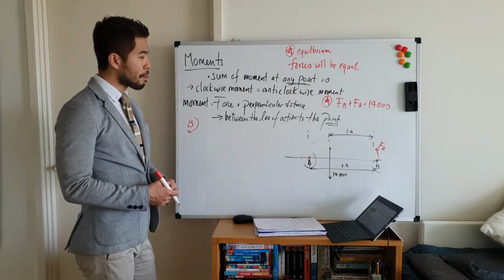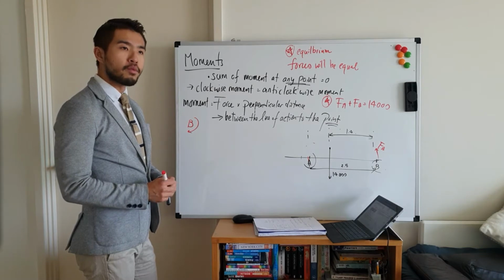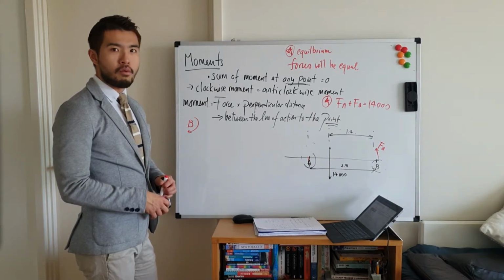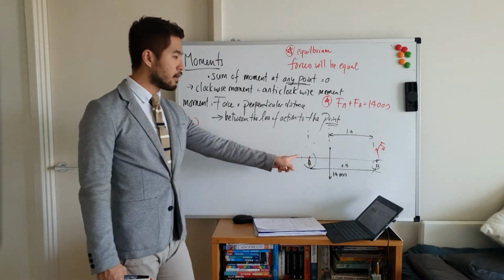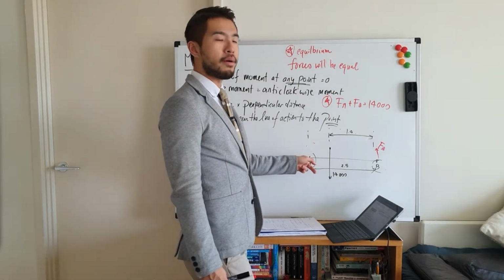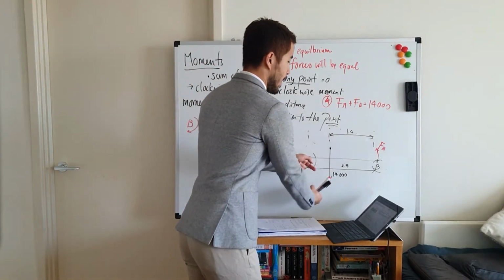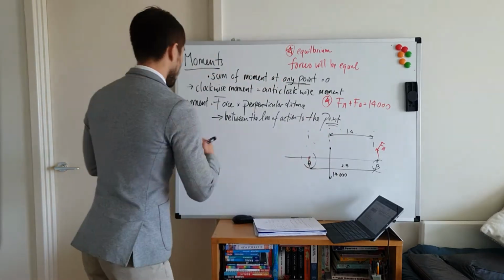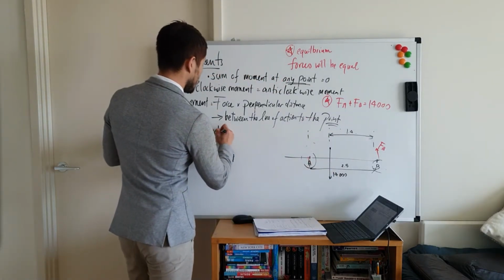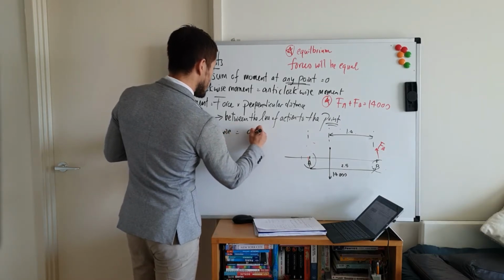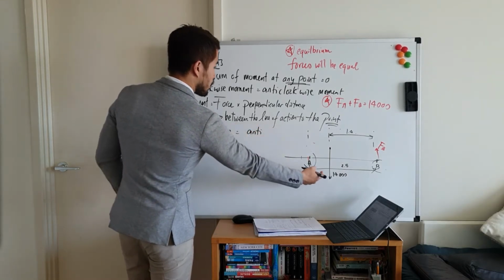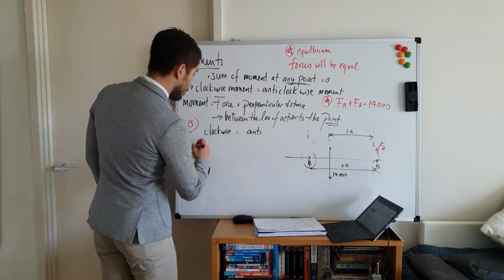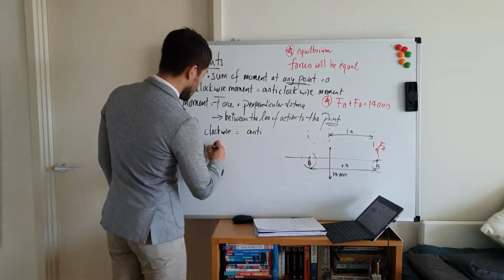Alright, so how do I determine whether the moment is clockwise or anti-clockwise? Stick my finger where I put the point from, and I pull it down. Look, this is the clockwise movement. So I go clockwise equals anti-clockwise. So I put this clockwise moment at this point, 14000.